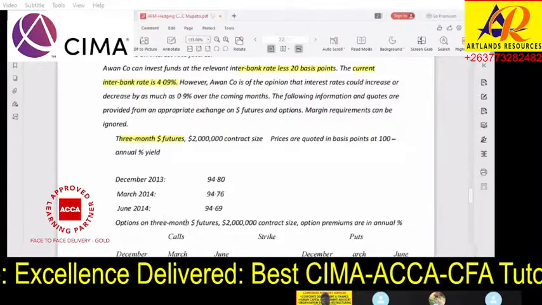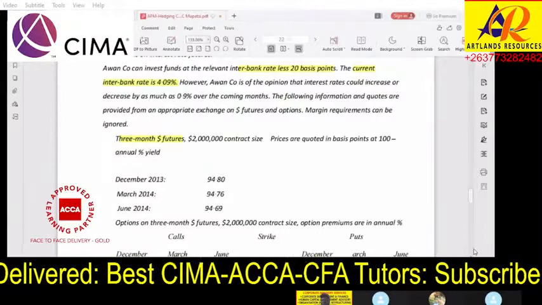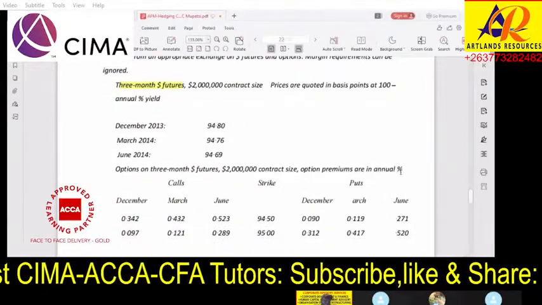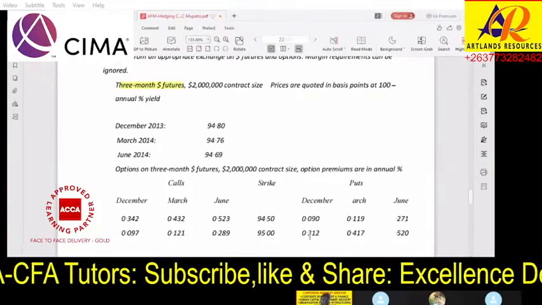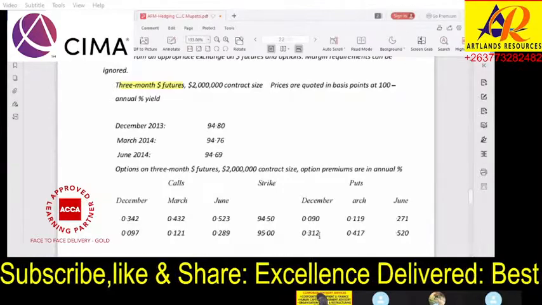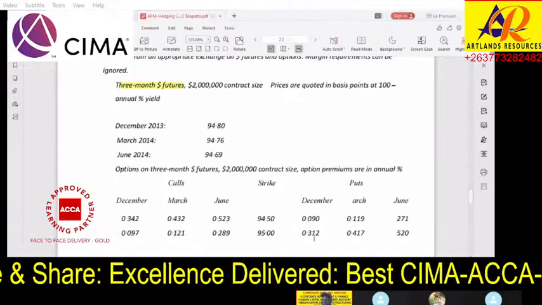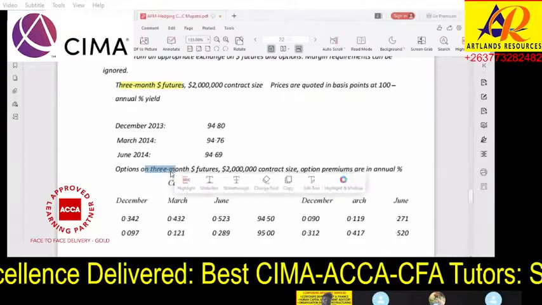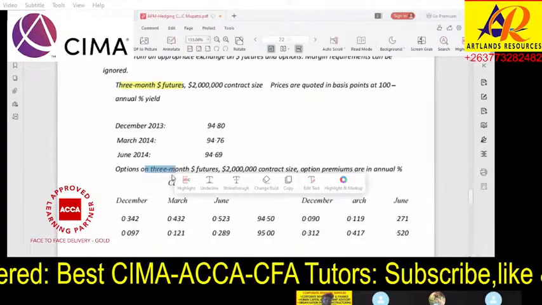And then options on 3 months. Options have the same contract size, but with options, you are being told by the examiner that premiums are in annual percentages. So if you see the premium written like 0.312, it is actually 0.312%, and they are in annual percentages. It means when the option is a 3-month option, you have to time apportion these by 3/12.